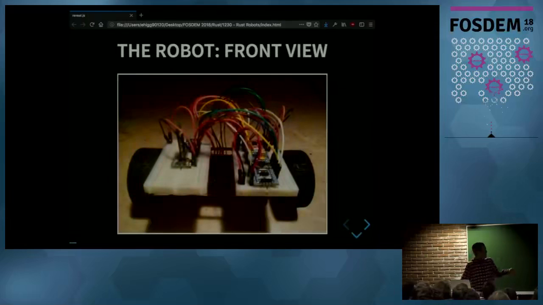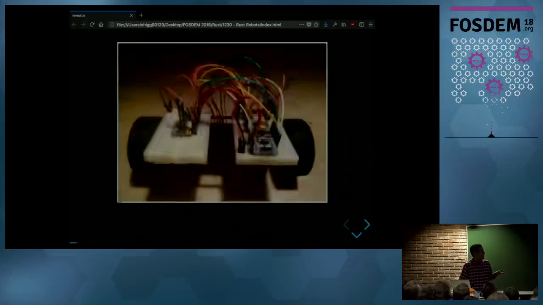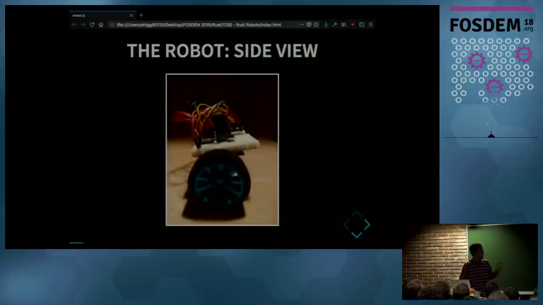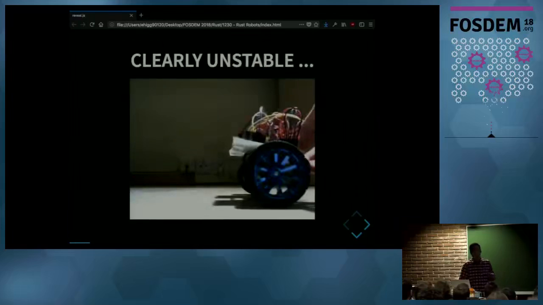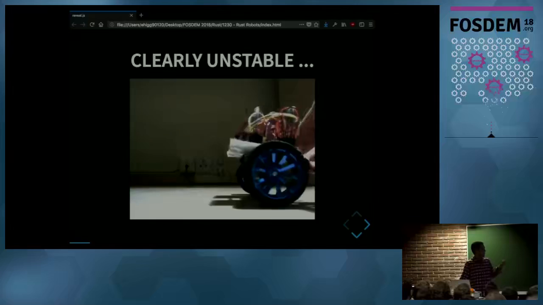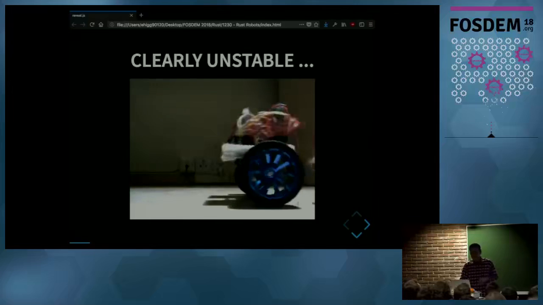Okay, so this is the robot, and this is the front view. You can see it's a wheeled robot and only has 2 wheels. The mess of wire on the top is the electronics that will control it, and there's a Cortex microcontroller in there, among other things. And this is the side view. You can see it only has 2 wheels, no extra support point, and the robot is clearly unstable. It doesn't matter which position you put it in, it will always fall to either side.